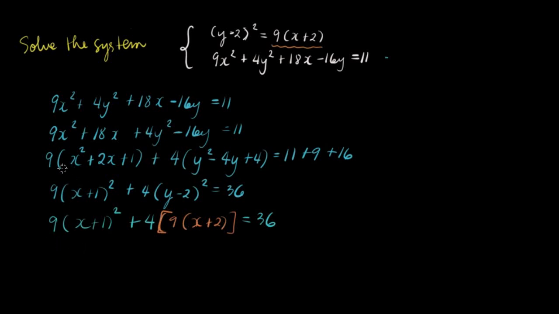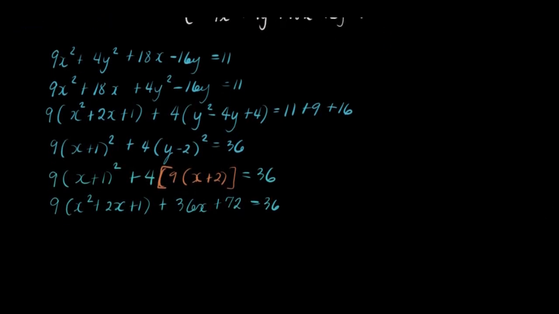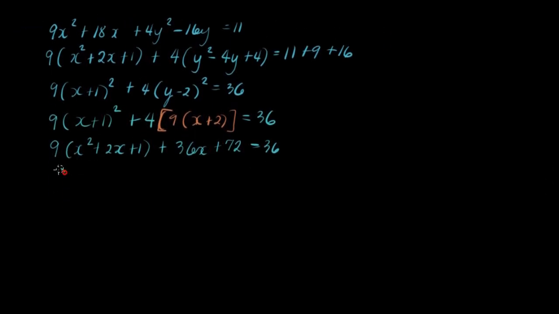So, you have, that pala hindi na natin ito finactor. Well, anyway, 9 times x squared plus 2x plus 1 plus, this is 36, no? 4 times 9 is 36 times x is 36x. 4 times 9, 36 times 2, 72 is equal to 36. And let's distribute. So, you have 9x squared. Actually, pwede natin hindi na i-distribute yung 9.